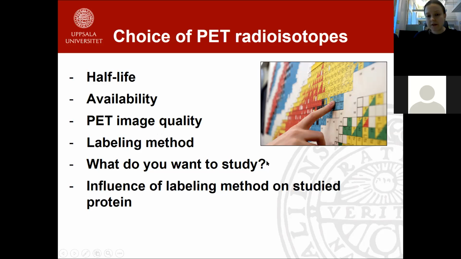Another question that can affect the choice is, what do we want to study? Do we want to study the pharmacokinetics of a protein? For example, if it's a long-term pharmacokinetics, we want to have long-lived nuclides that would allow us to study the kinetics at late time points. Or if we want to just do imaging, for example, we are developing imaging probes, then probably we do not need a very long-lived radionuclide. And the last point that can also influence the choice of the isotope is the influence of the labeling method on the studied protein.